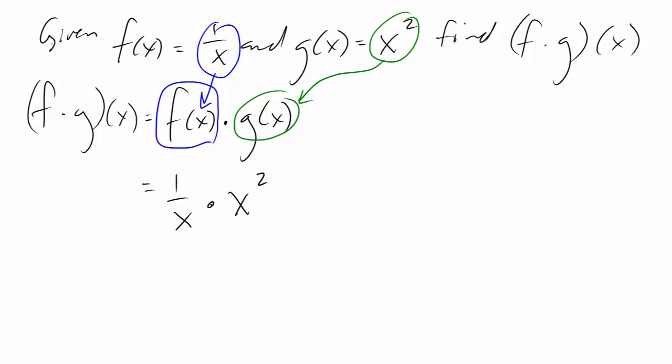We want to simplify this down if we can. So we've got this x in the denominator. That'll cancel out one of the x's of the x squared and leave us with a final simplified answer of 1 times x, or just x, for our answer to the problem of f times g of x.